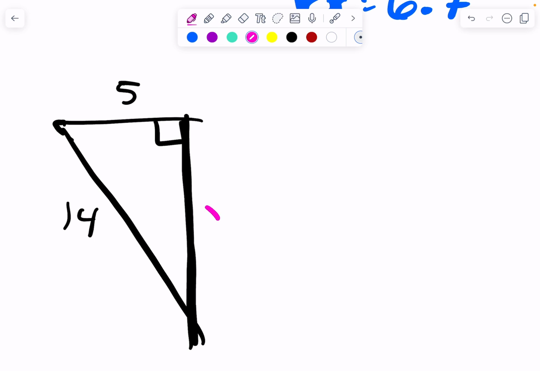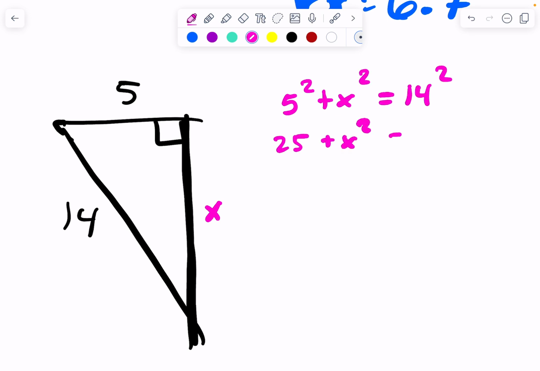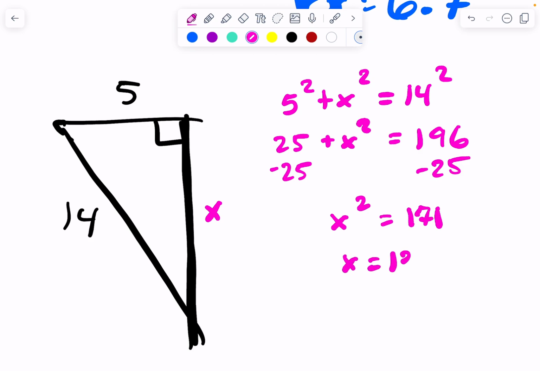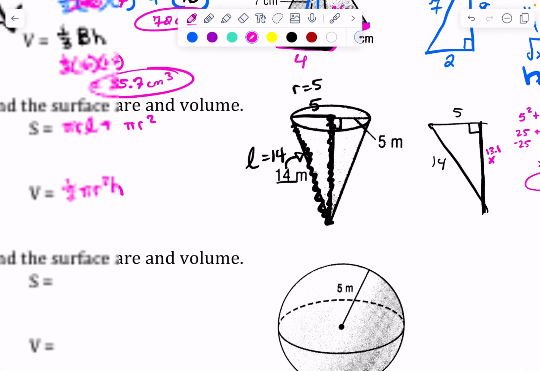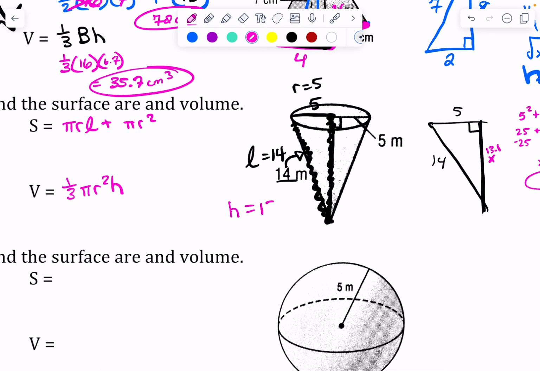All right, let's call this guy x. So 5 squared plus x squared equals 14 squared. 25 plus x squared equals 196. If I subtract 25, this won't be a perfect one because 5, something, 14 is not a thing. 196 minus 25 is 171. If I take the square root of that, I get x equals 13.1. So that is my regular height. So regular h is 13.1.